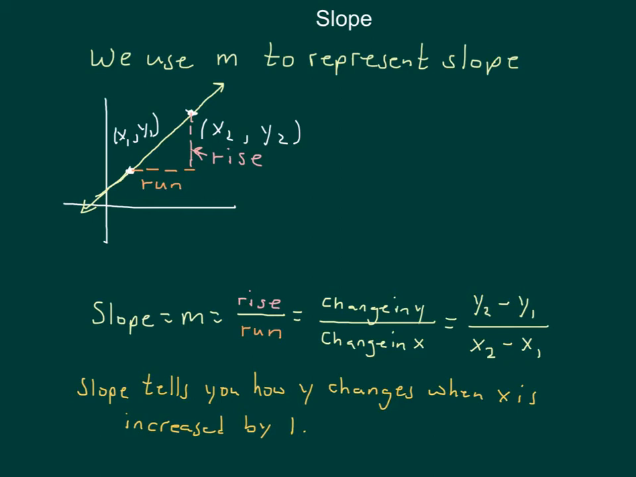Now the other thing I want you to keep in mind, and this is in terms of interpreting slope: slope tells you how y changes when x is increased by 1. If I tell you a line has a slope of 3, that means every time 1 is added to x, the y values are going up by 3. If I tell you the slope is negative 1/2, every time x goes up by 1, y drops, gets smaller by 1/2. So keep that in mind as well in terms of the meaning of slope.